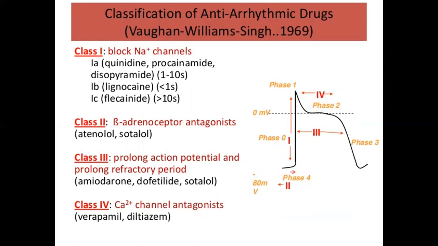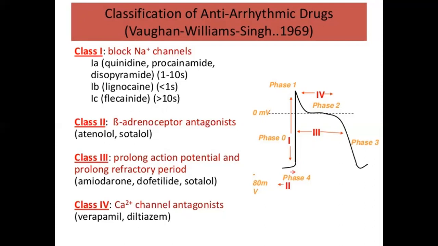Now coming to the classification of antiarrhythmic drugs, which includes class 1, class 2, class 3 and class 4. Class 1 drugs block the sodium channels, class 2 drugs are beta adrenoreceptor antagonists, class 3 prolongs the action potential and the refractory period, and class 4 is calcium channel blockers.